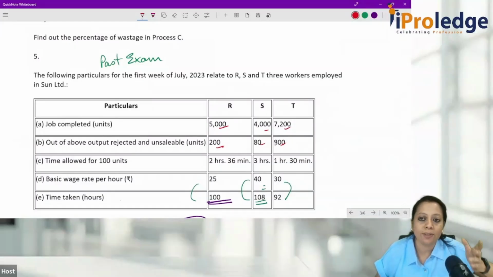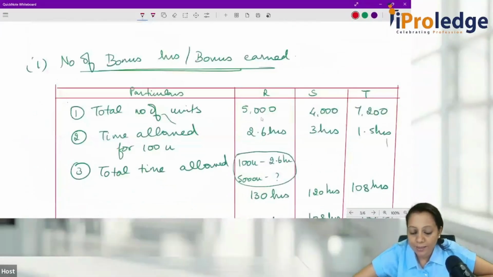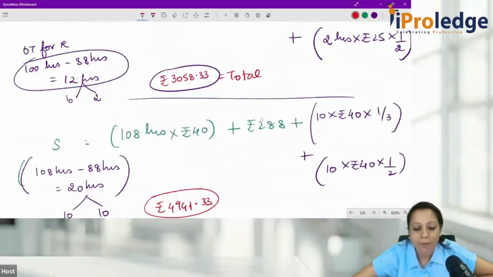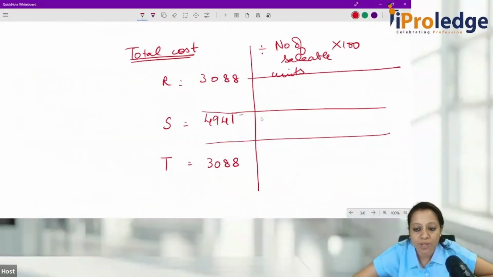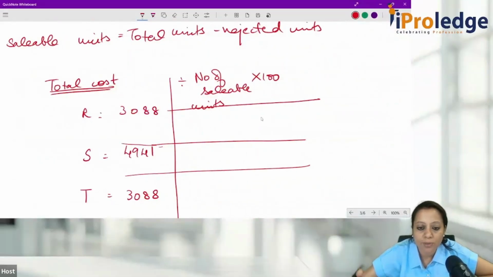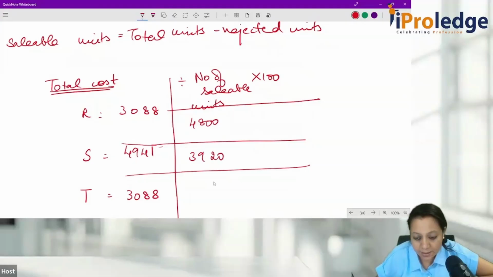7,200 minus 800, whatever we get. Is it simple or not? Right, so we have already written the formula, no need to write the computations again. So the number of saleable units is going to be 4,800. This minus this is 3,920 and the last one is 400, correct? Into 100. So divided by 4,800 into 100.